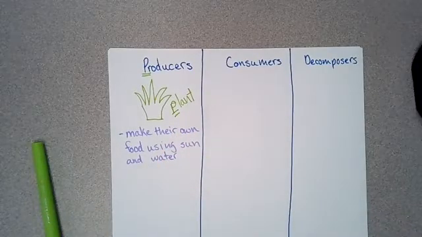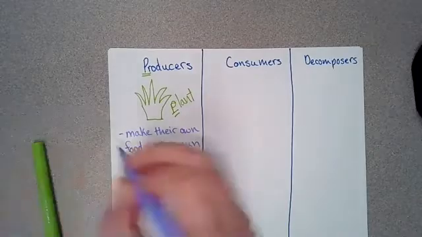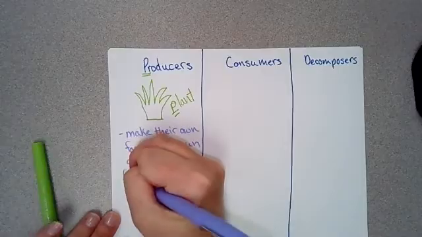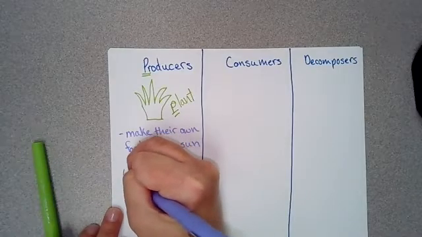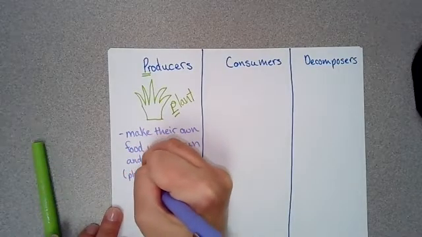A plant doesn't have to hunt. A plant can just make its own food. This process where a plant can sit still and make its own food is called photosynthesis, and we'll learn more about that later.